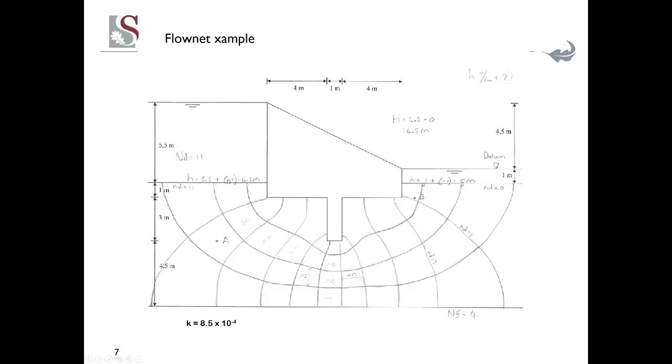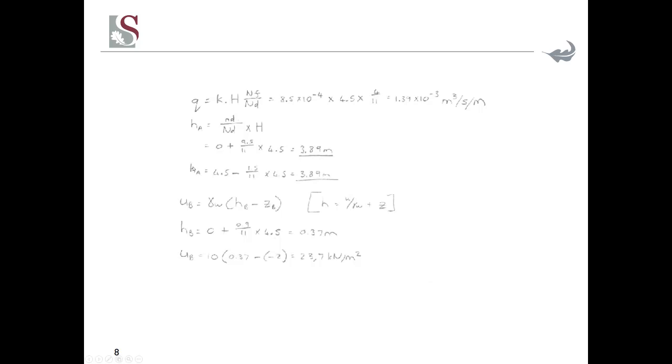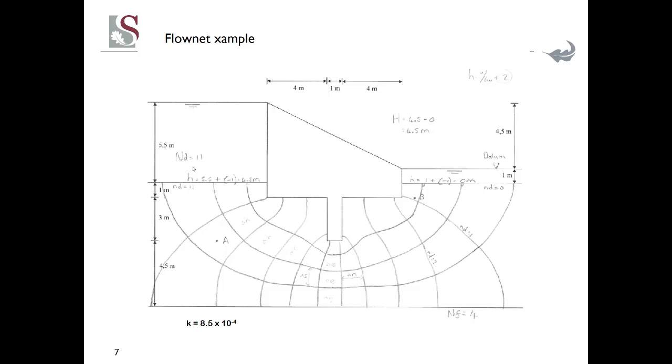H is 5.5 minus 1, which equals 4.5, because it is 1 meter below the datum. The datum, remember, is the same on both sides. And in this case, h is 0 at an n_D value of 0, because it's 1 meter below the datum. So capital H is also 4.5 meters, and we want to know what the flow rate is and the pore water pressure at point A, which is here, and at point B.